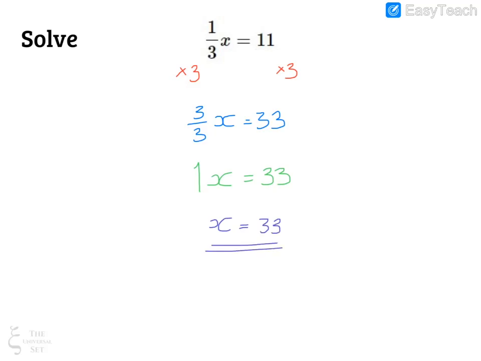And that makes sense from the question, because what it's actually asking us is 1/3 of x equals 11. So we're saying 1/3 of something is 11. What's that something? Well, the answer is 33, because 1/3 of 33 is 11. Okay, so that's our first one. Hopefully you agree that was not too tricky, but we're going to get more complicated as we go through.